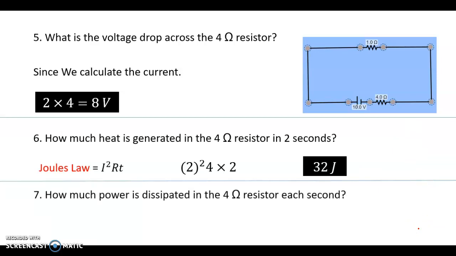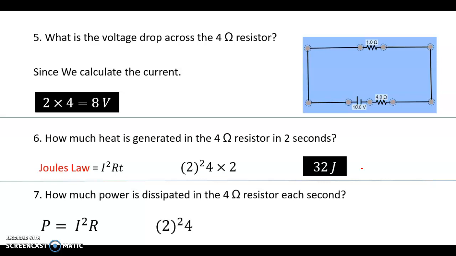Question number 7. How much power is dissipated in the 4 ohm resistor each second? Okay, they ask us about the power here. In each second, that means they ask us about its value directly. P equals I squared R or V squared over R or IV. Any one of them will give you the answer.